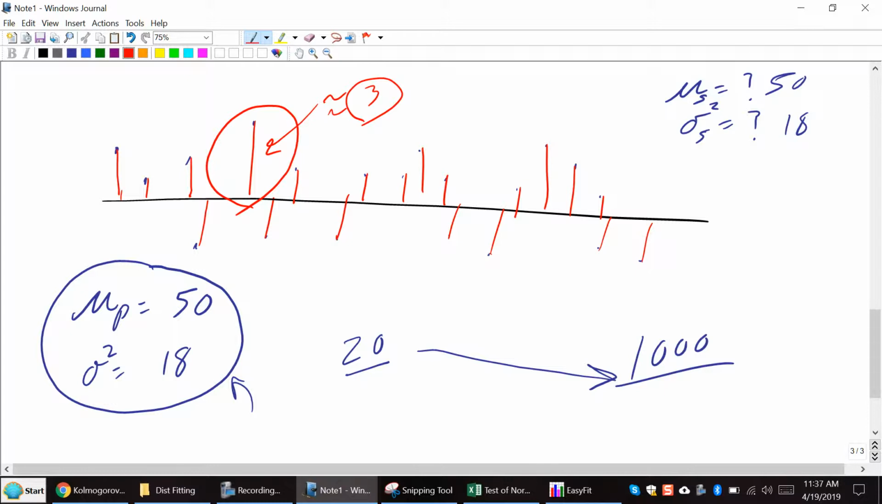Now that's just for a normal distribution. Now if it's for a beta or a gamma or Weibull or something, it's going to be something else. Well, what will it be? Well, I don't know. It's kind of dependent.